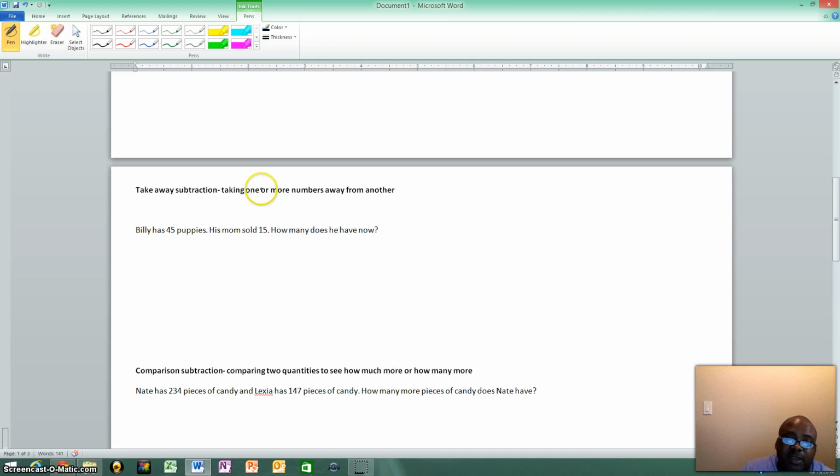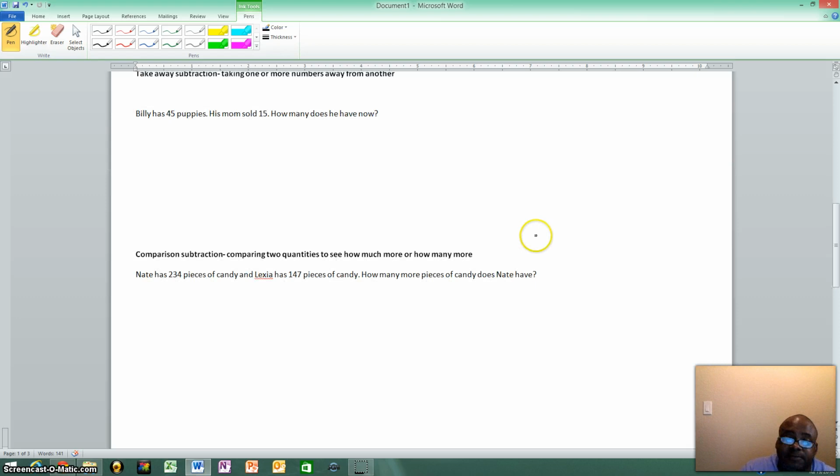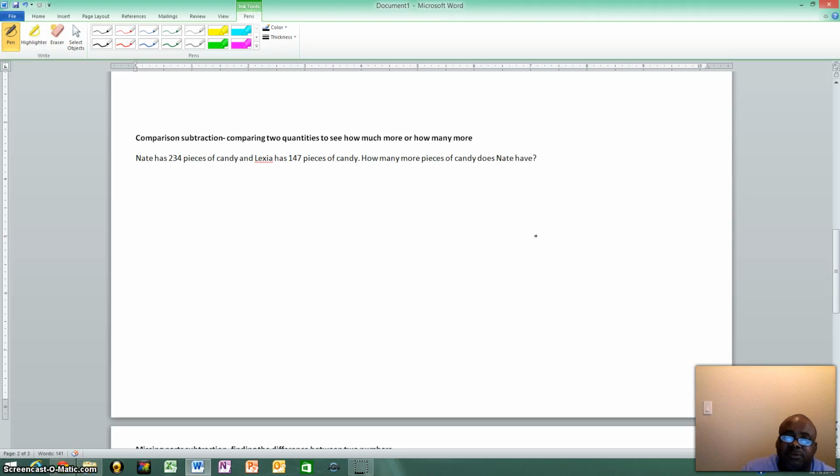So takeaway subtraction is taking one or more numbers away from another. And here's your example to work out to get that definition of takeaway subtraction. Then we have comparison subtraction, which is comparing two quantities to see how much more or how many more. And here is your example problem to work out to get the concept of that definition. And then we're going to be talking about this in class.